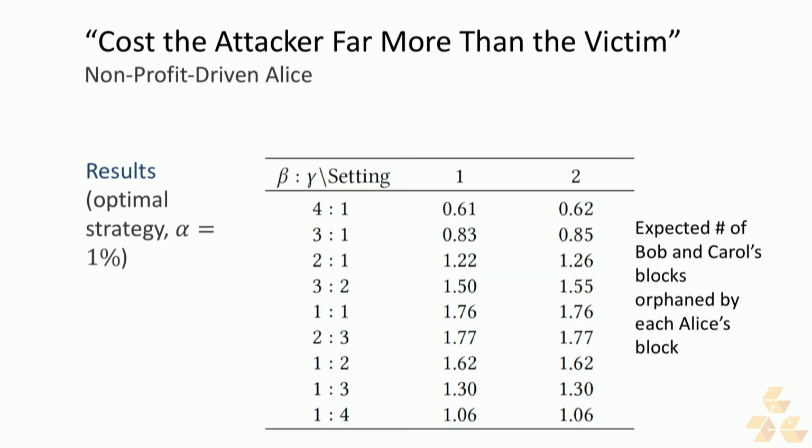So here are the results. As you can see, for many entries in the table, it is larger than 1. Whereas, as you know, in Bitcoin, if you want to orphan one honest block, you have to pay for one attacker block. That number is always 1, or sometimes less than 1. However, in Bitcoin Unlimited, in many settings, Alice can orphan more than one block with each attacker's block. Therefore, we can conclude that Bitcoin Unlimited will cost the attacker far more than the victim.